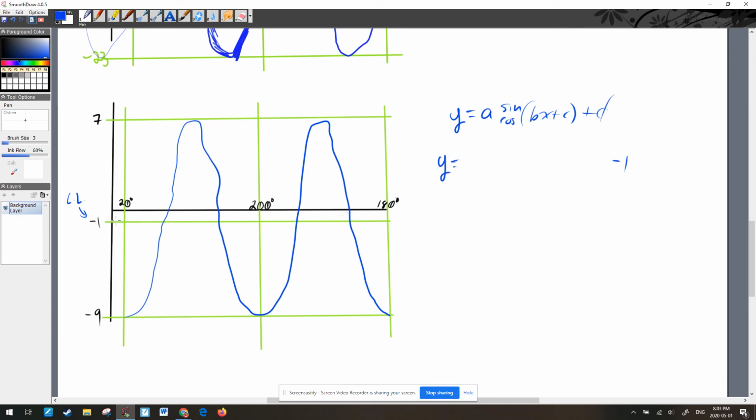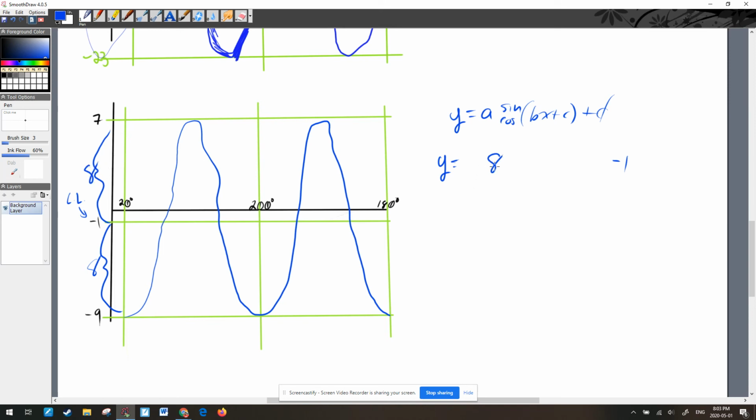Amplitude, how far does it go from its center line to its max? Or if you really want, how far does it go from its center line to its min? It has to be the same. In fact, it's maybe even easier to see on this one here. From -1 down to -9, I can see that's a difference of 8. You might think it's -8, and ironically, it is here, but we're only talking about distance. So the amplitude I know is 8.